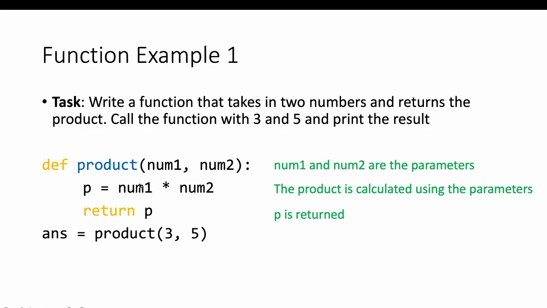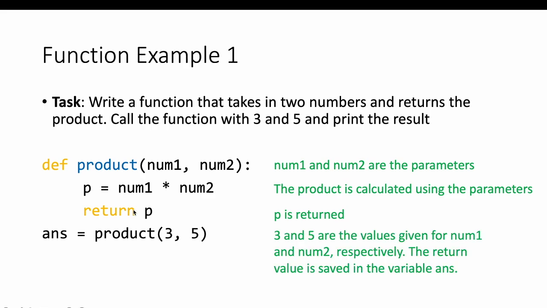So here, when we call our function product, we're calling it with 3 and 5, so 3 is num1 and 5 is num2, but whatever is returned is going to be stored in this variable answer. Okay, and then we can print the result answer because that's what we've stored. We've stored the product in that variable. Okay, so in this case it'll print 15.